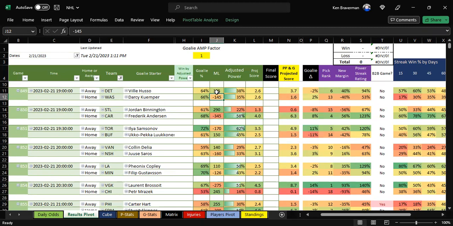There's no confusion about that. If you get two lines where both teams are at more than plus 100 and you bet the same amount of money on both teams in the same game, you will win money.